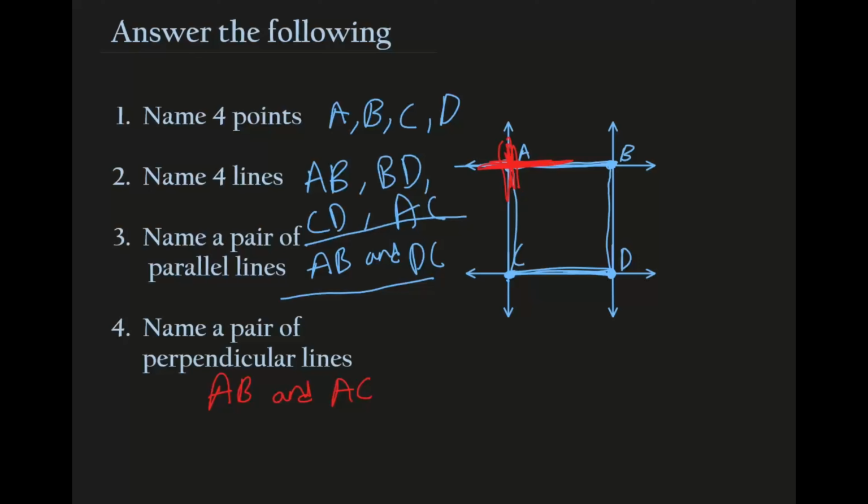So that's what points, lines, and planes are. And now you know the different types of lines: parallel, perpendicular, intersecting. So now, go and try some on your own.